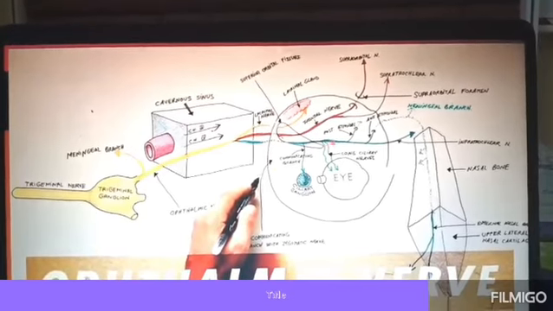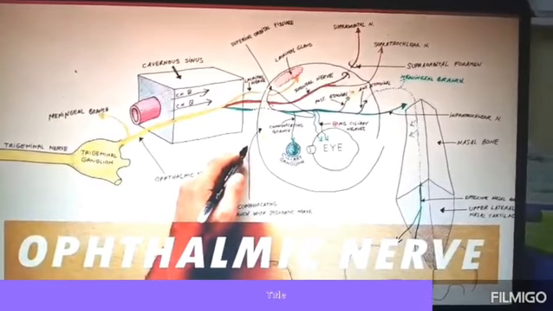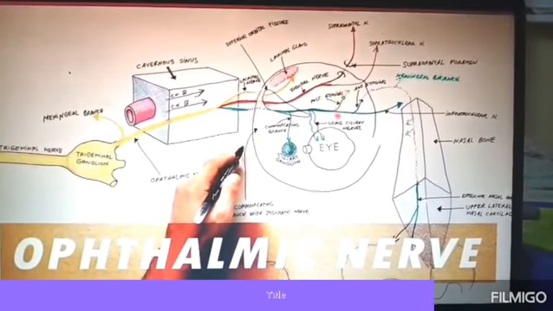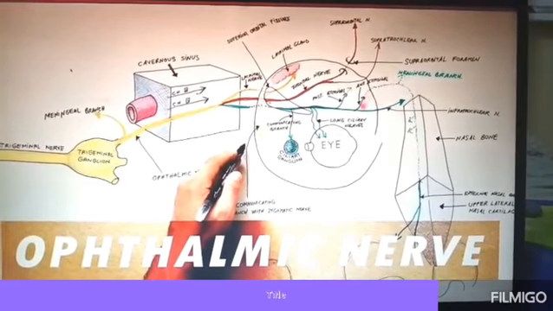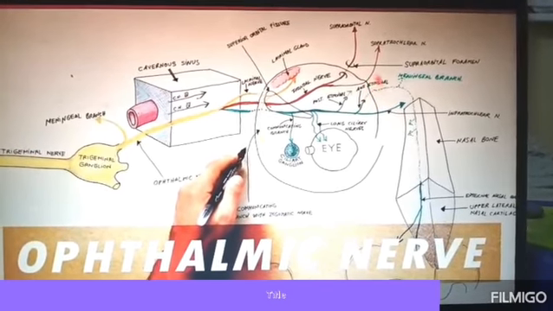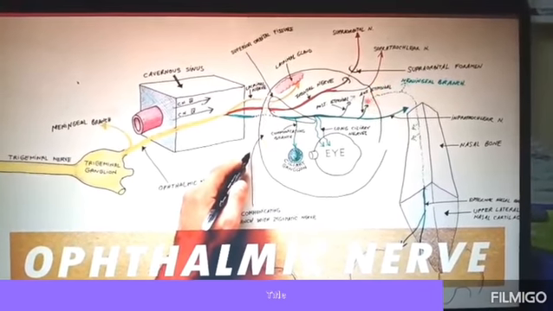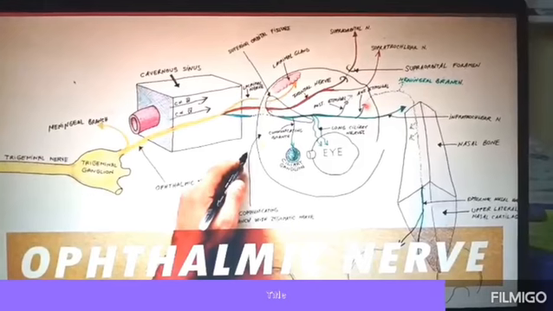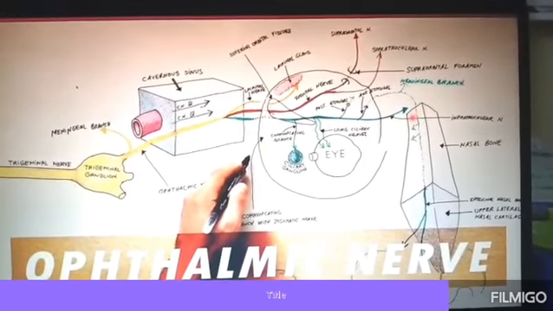Now, posterior ethmoidal nerve, which runs in the posterior ethmoidal canal and supplies the posterior ethmoidal cells and sphenoid sinus. Then anterior ethmoidal nerve runs along the medial wall of the orbit. Its filaments supply the anterior ethmoidal cells and frontal sinuses. And in the upper part of the nasal cavity, it divides into 2 branches.